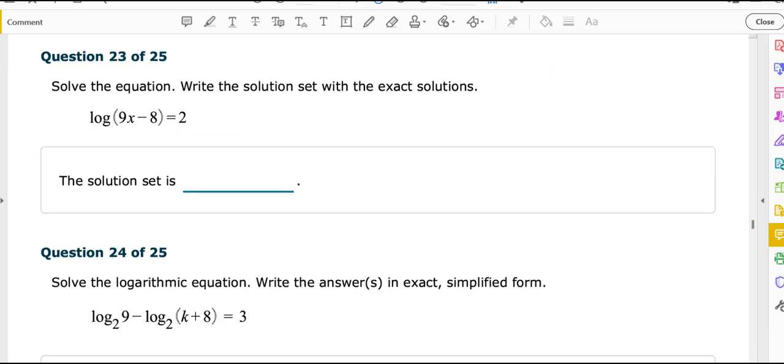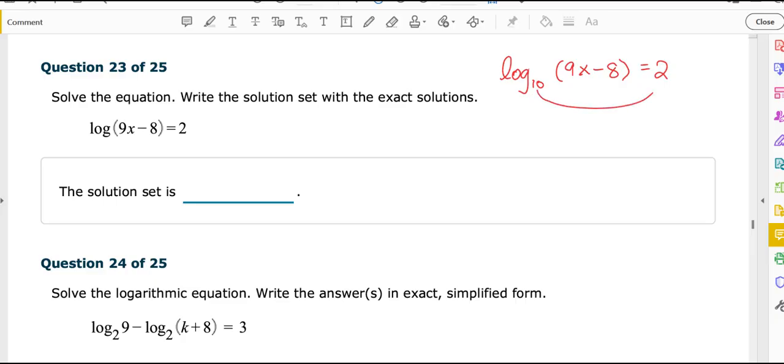Number 23, solve the equation. Write the solution set with exact solutions. Log of (9x minus 8) equals 2. Because there's no base written there, it's understood to be base 10. That's the common log. So log base 10 of (9x minus 8) equals 2. To solve the logarithmic equation, I need to convert that to an exponential equation. Remember how to do that? We're going to write 10 to the power of 2 equals 9x minus 8.